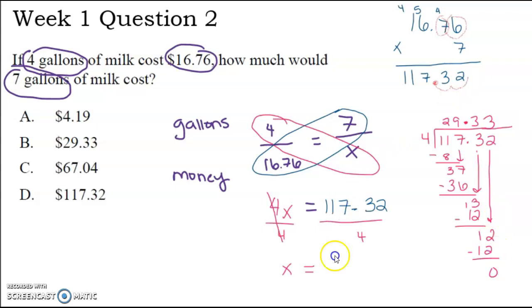But look at that, 29.33. This is my answer. Isn't that crazy? Even though that 117.32 was on there, that's a good trick. It's not the answer. They're making sure that you truly remember that you did this 4x in the first place. Okay.